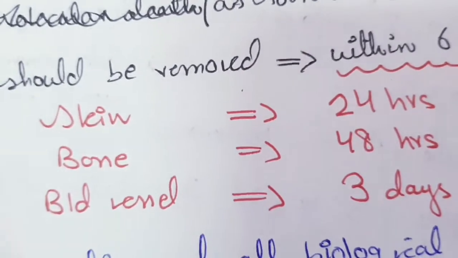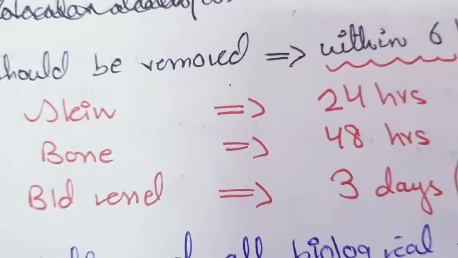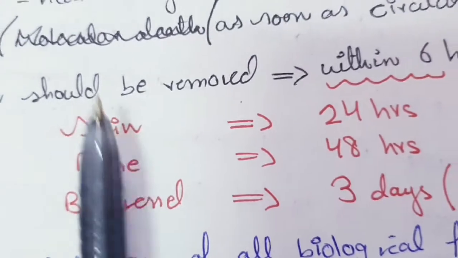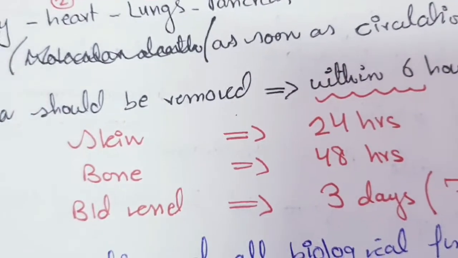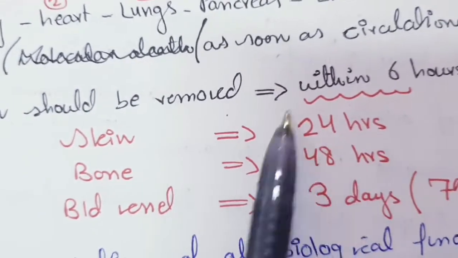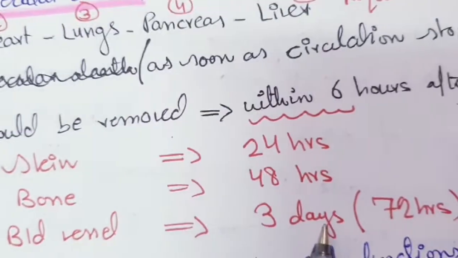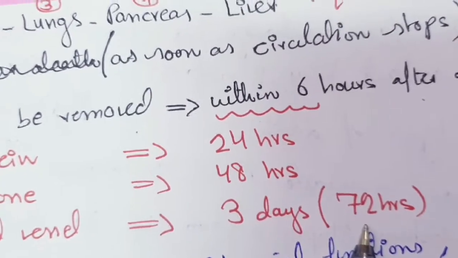Now the cornea should be removed within 6 hours after the clinical death. Skin, we can remove it after 24 hours. For bones, like bone marrow transplantation and so on, we have 48 hours. And for blood vessels, we have 3 days, that is 72 hours.